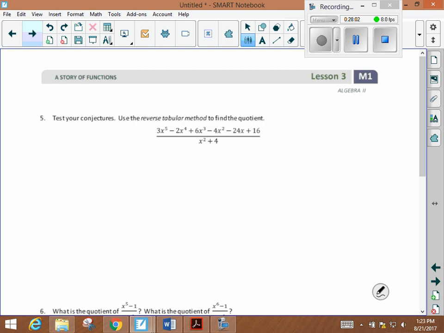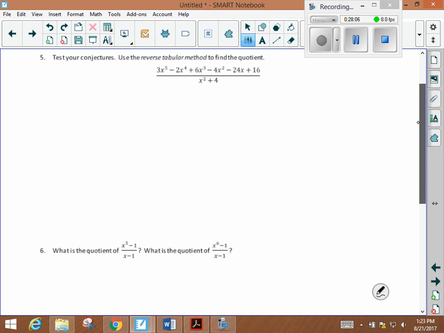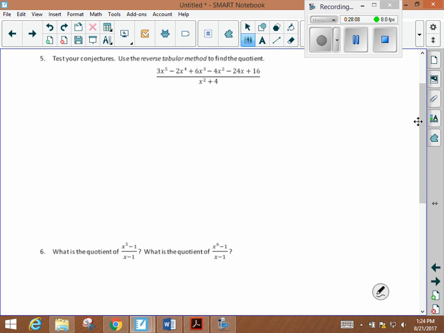Well, here's our problem. So the first thing that we need to do is figure out how many rows and columns will be in my table. All right, so my rows. Let's remember how we do that. It's going to be the degree of our denominator plus 1. So our degree of our denominator is 2 plus 1, so there will be 3 rows.